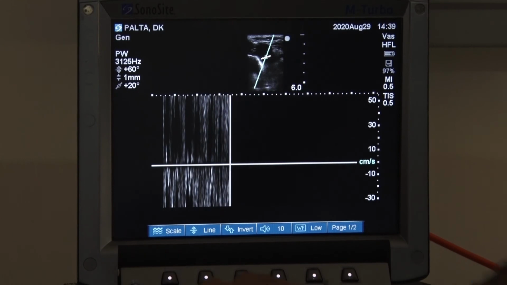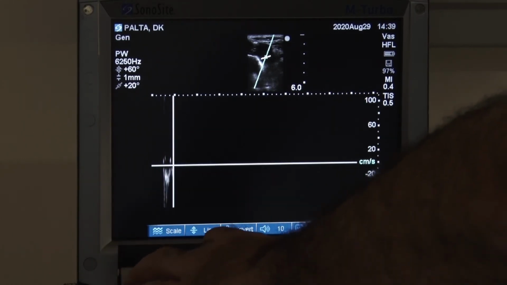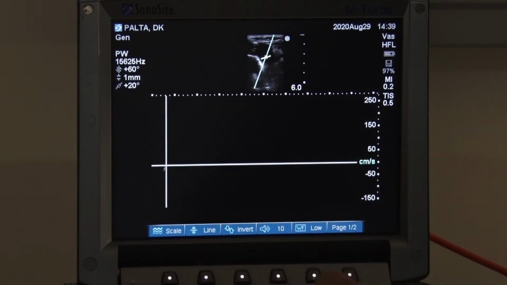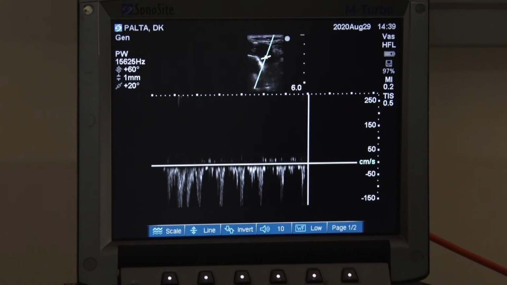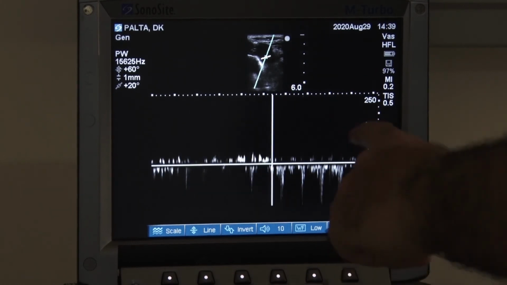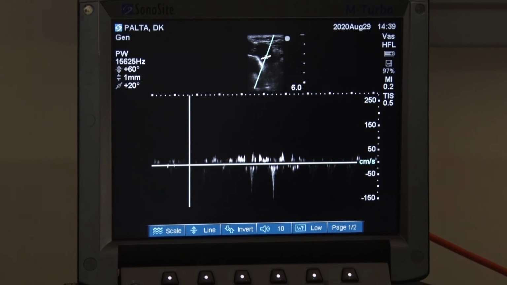There's a respiratory variation. We'll ask the patient, the subject, to take a deep breath. Take a long breath. So there's a respiratory variation, you can see. That means the superior vena cava is patent.